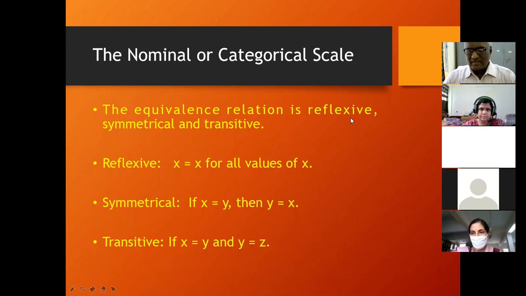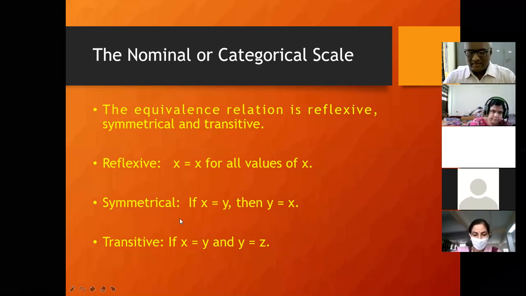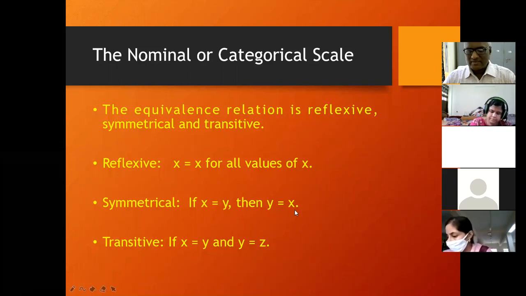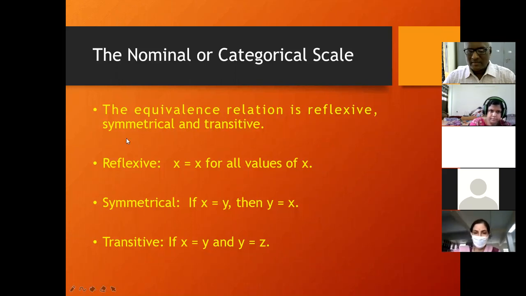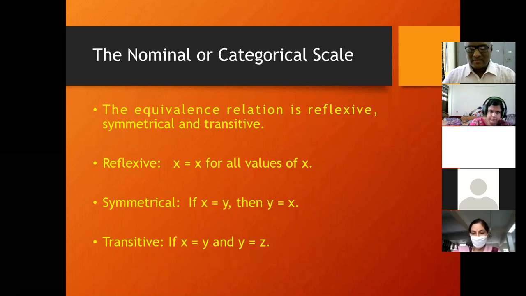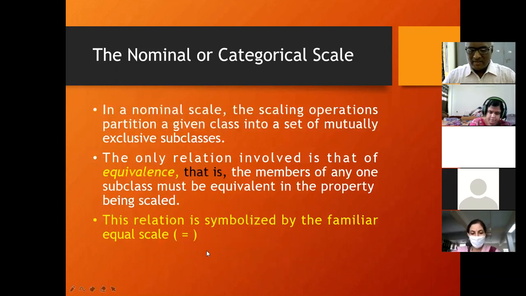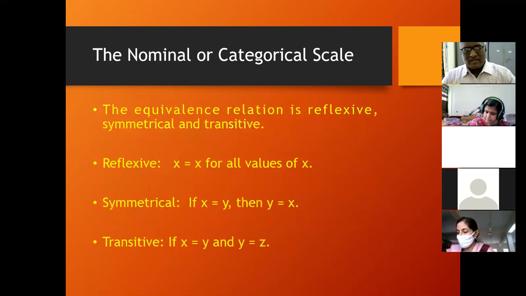The equivalence relation is reflexive, symmetrical, and transitive. Reflexive means x is equal to x for all values of x. Symmetrical means if x is equal to y, then y is equal to x. Transitive means if x is equal to y and y is equal to z, then x is equal to z. These are also mathematical features of the nominal scale. What you understand is that in a nominal scale, if you classify one as male, another member in that male category has the same features, and similarly female, rural or urban. So equal. If it is not equal, you cannot group them into a specific group. This is the feature of a nominal scale.